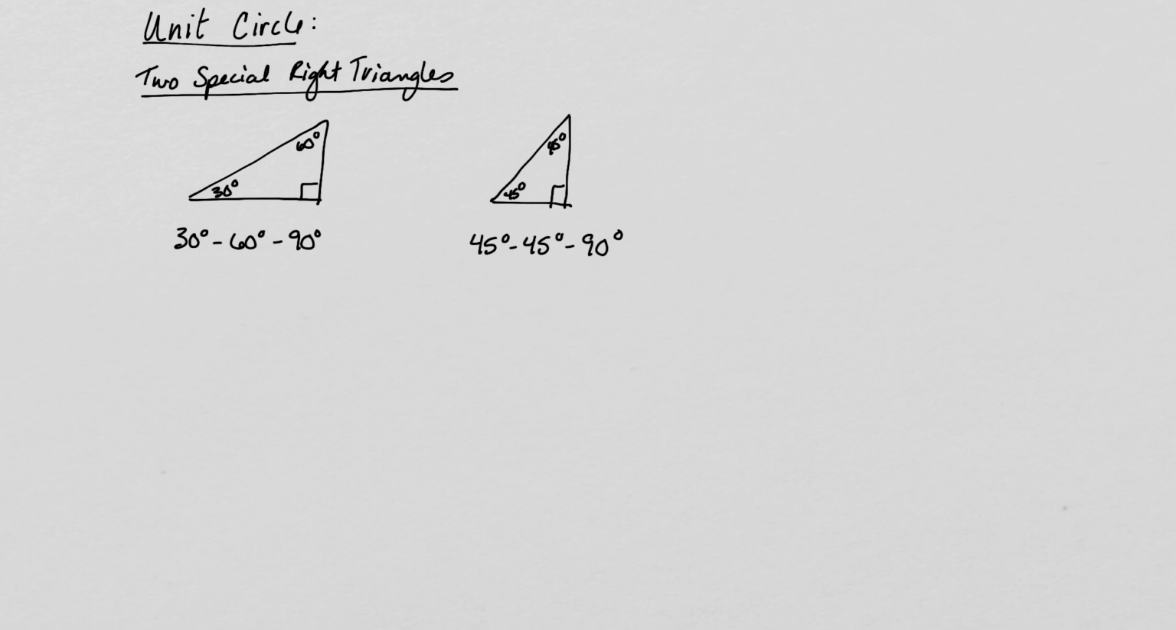So in a 45, 45, 90 triangle, we'll start with that one first. The side lengths, the legs of the triangle, both are the same. 45, 45 means it's an isosceles triangle, which means the legs are the same, so we call them x. And then the hypotenuse is always x square root of 2. So if this side was 5, the side lengths of this triangle would be 5, 5, 5 square root of 2. If it was 3, it would be 3, 3, 3 square root of 2.